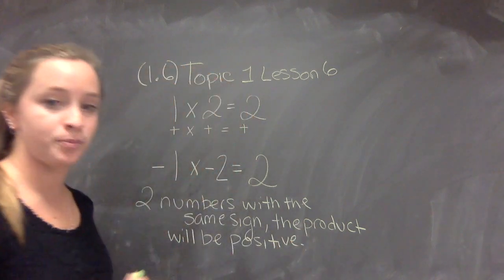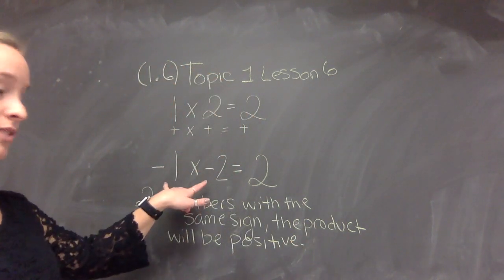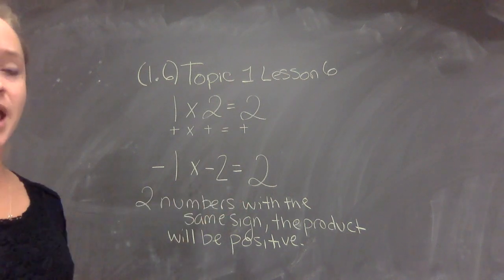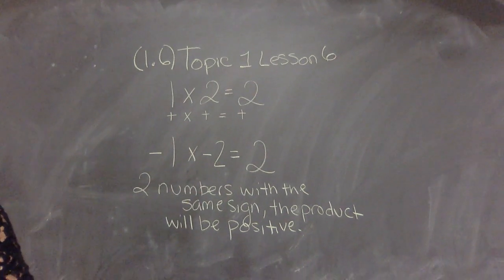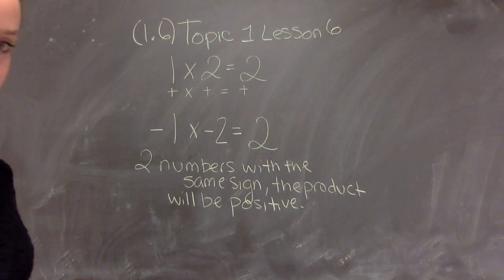So if I have two positives, my answer would be positive. If I have two negatives, they would cancel out to be positive. And then the last situation, and I'm just going to tilt my screen down just a tad. My last situation is if I have a positive and a negative number put together.